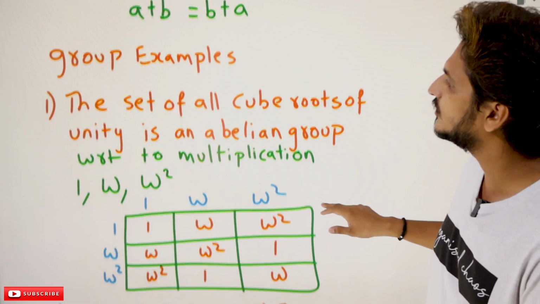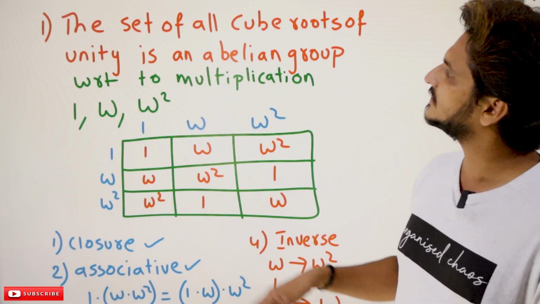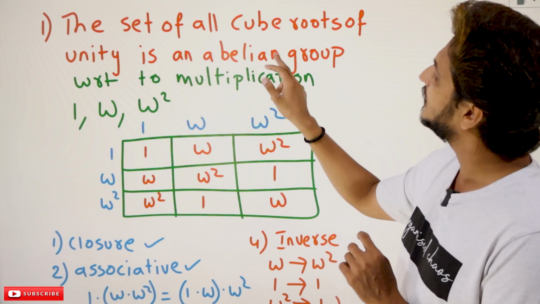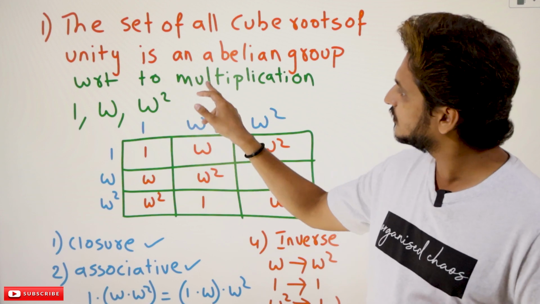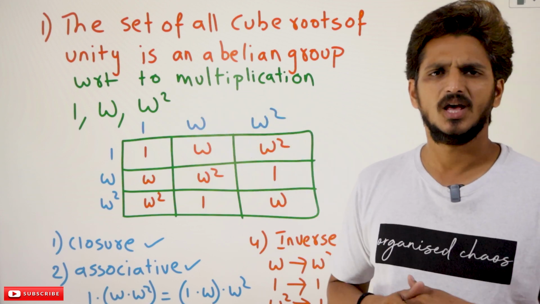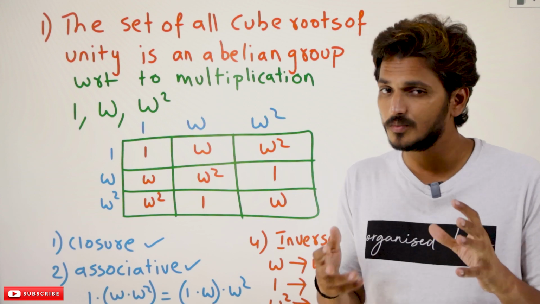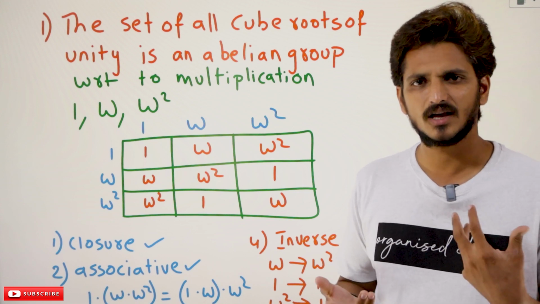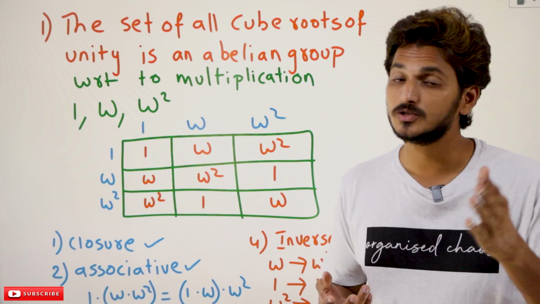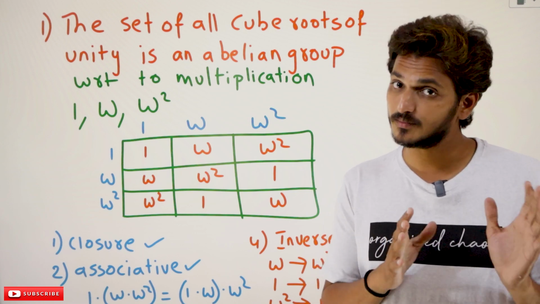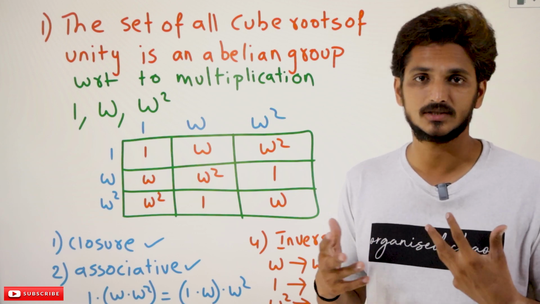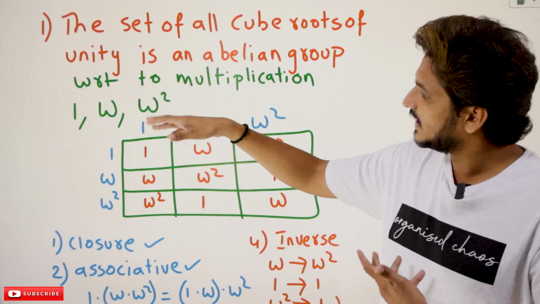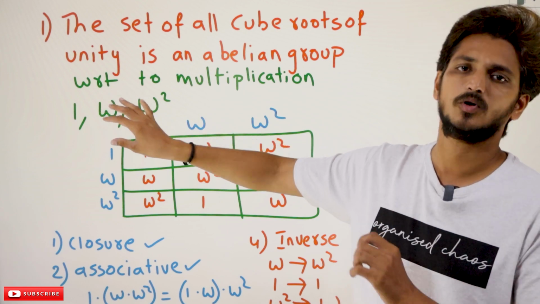Similarly, one more example we are going to discuss. The question goes like this. The set of all cube roots of unity is an Abelian group with respect to the operation multiplication. What is meant by cube roots of unity? The cube roots of unity are 1, omega, omega square. These basics we discussed in our plus one, plus two mathematics, so please watch our mathematics playlist for plus one and plus two. There we have discussed all these basics. Here we are not going to show it. Our aim is to show that it satisfies the group properties.